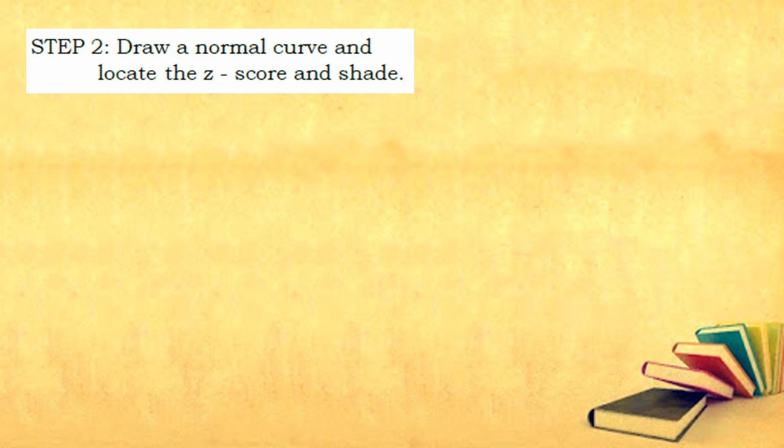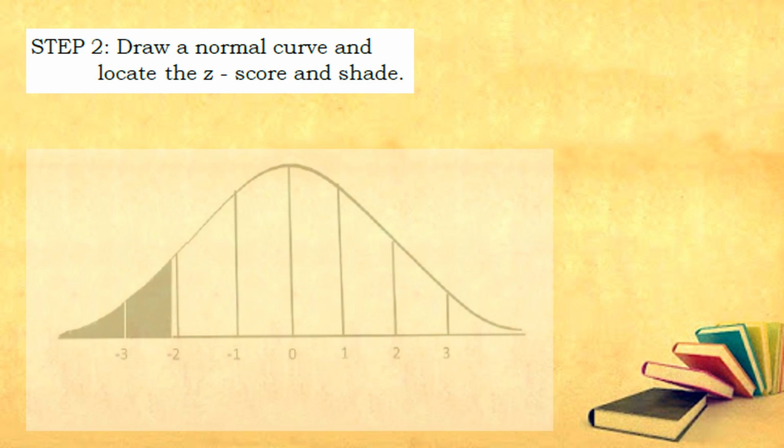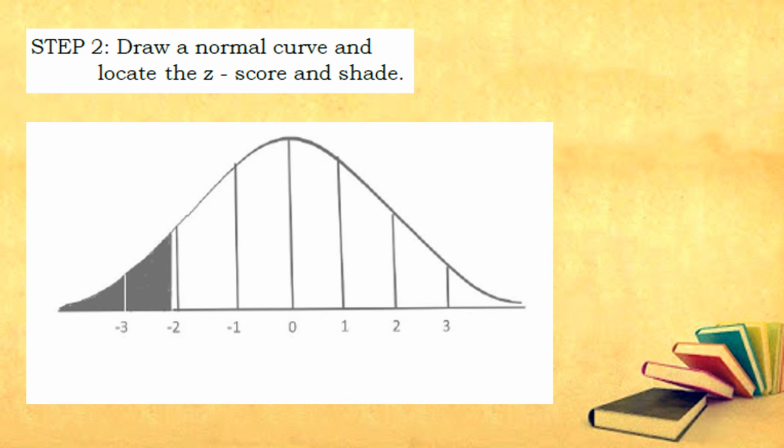Step 1 yan. Step 2, draw a normal curve and locate the z-score and shade. Kagaya lang din kanina. Ito yung ating normal curve. I-locate natin yung z-score na negative 2.08. And then shade. Bakit ang may shade ay etong nasa left side? Hindi ba kasi sabi ay below negative 2.08. Kaya ito yung may shade. Okay? That is step 2.